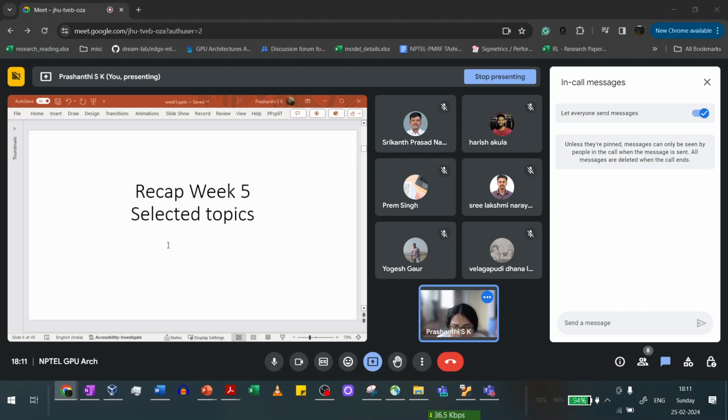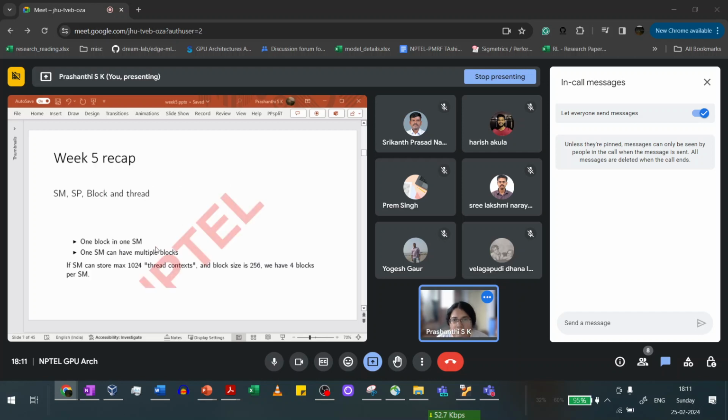Let's start with a quick recap. Again, basic concepts. You have SM, SP, block and thread. The block and the thread part, I'm sure most of you are clear by now because we've been looking at the launch parameters, right? We've basically been looking at it from the code perspective. If a developer were to write a kernel, then those parameters are defined in the launch configuration.